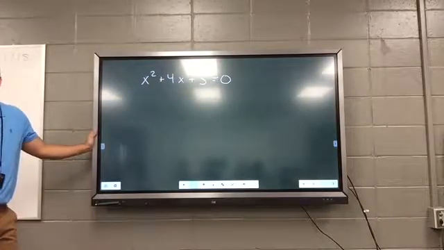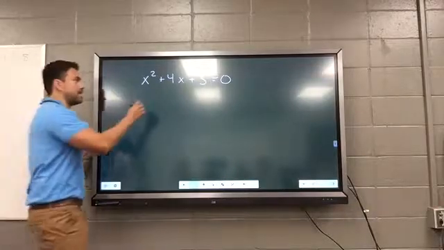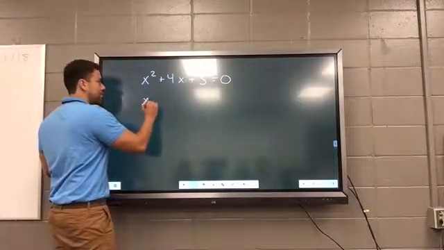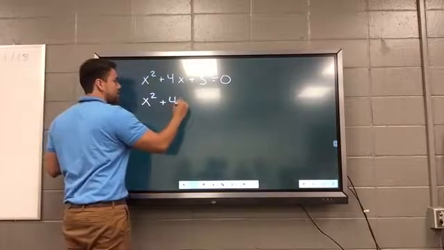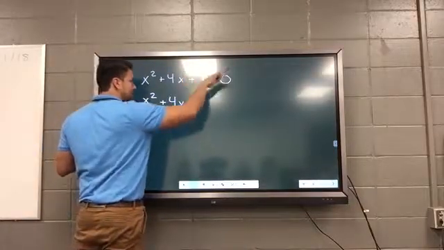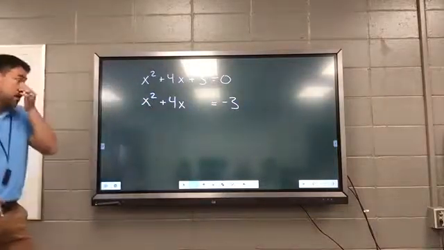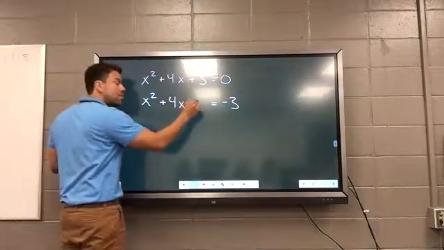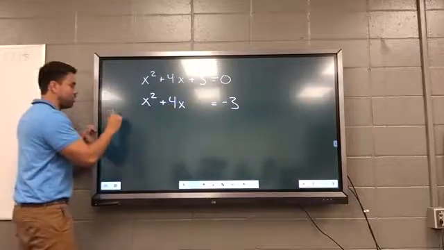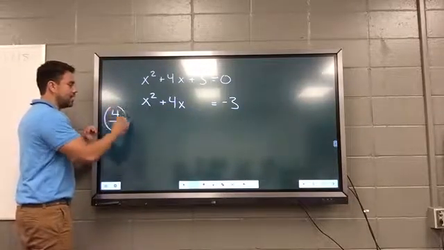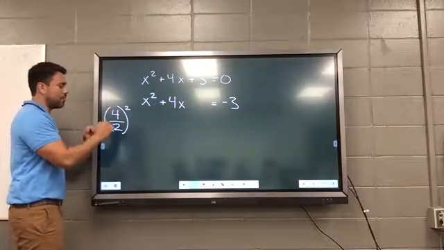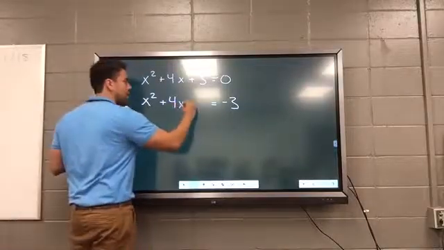All right, how many of you did completing the square? Let's see what happens. All right, I get my x squared plus 4x. And then how do I get rid of that 3? I get this, right? Okay, I want to figure out what this number is right here. So I take that 4 divided by 2 and then square it. What's 4 divided by 2 squared? 4. So I got positive 4.